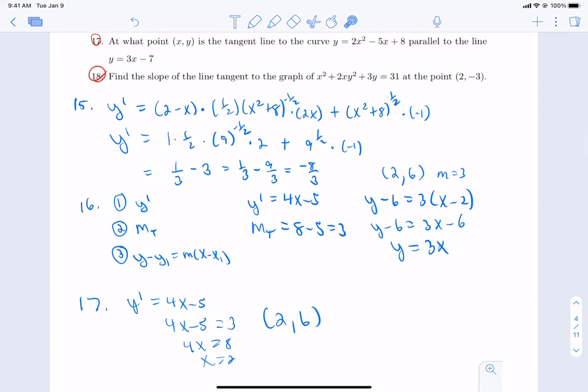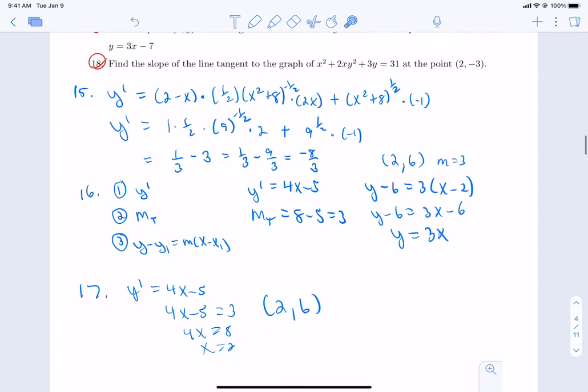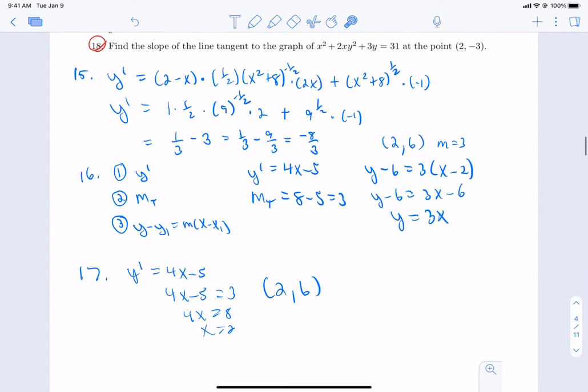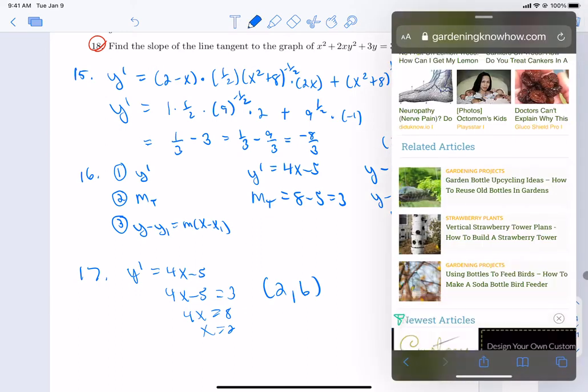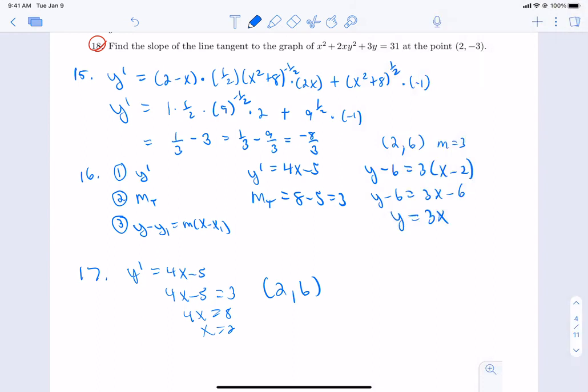Okay. So I'm sorry, I didn't see that 18 was implicit, and we haven't done that in a while. So let's do implicit differentiation together. Let me write the equation down below here. Scroll up a little bit. Let me move the cursor, that will help.